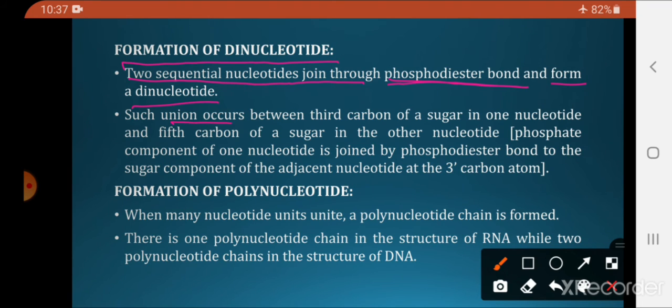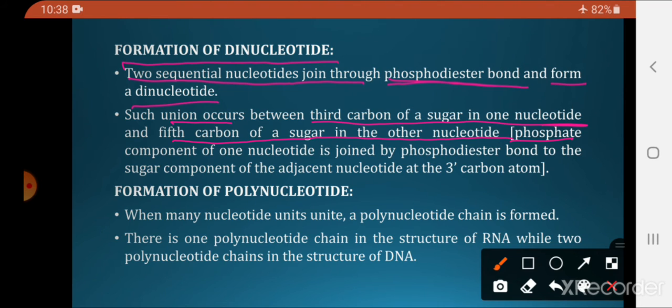Union occurs between the third carbon of the sugar in one nucleotide and the fifth carbon of the sugar in the other nucleotide. Very important. The third carbon of one nucleotide binds with the phosphate which occurs at the fifth carbon of the other nucleotide. Listen very carefully, students. The third carbon of the sugar in one nucleotide binds with the fifth carbon of the sugar which is occupied by the phosphate of the other nucleotide.